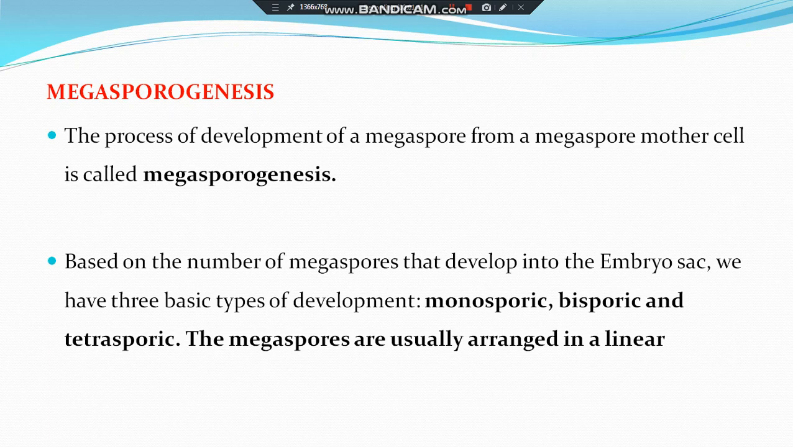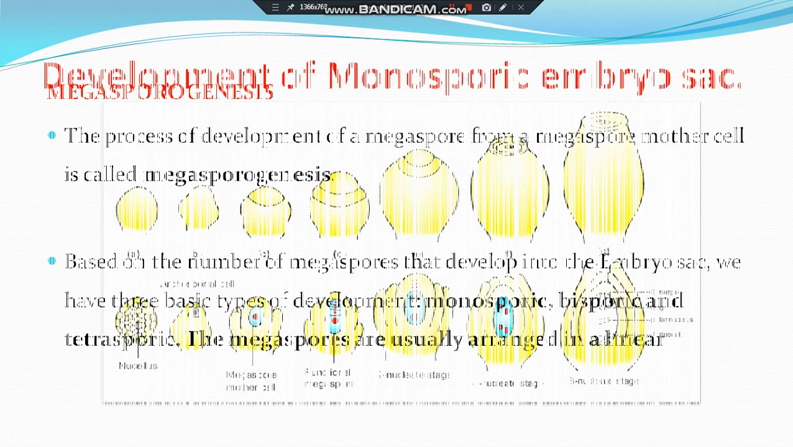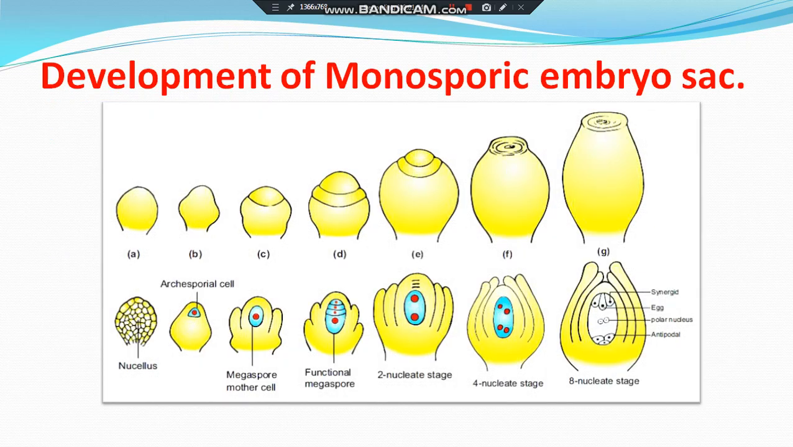First one is known as monosporic development. Second one is known as bisporic development. Third one is known as tetrasporic development. The megaspores are usually arranged in a linear manner. Development of monosporic embryo sac.